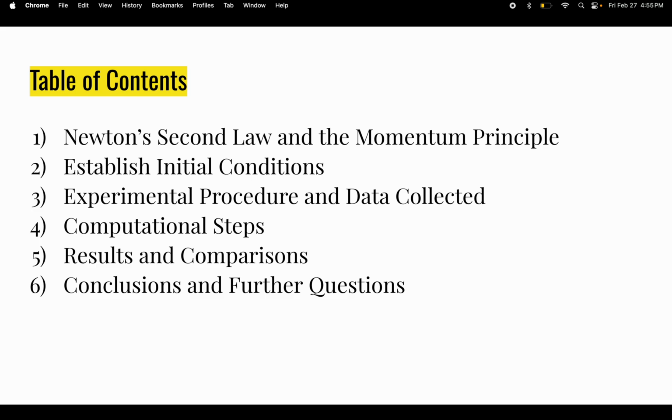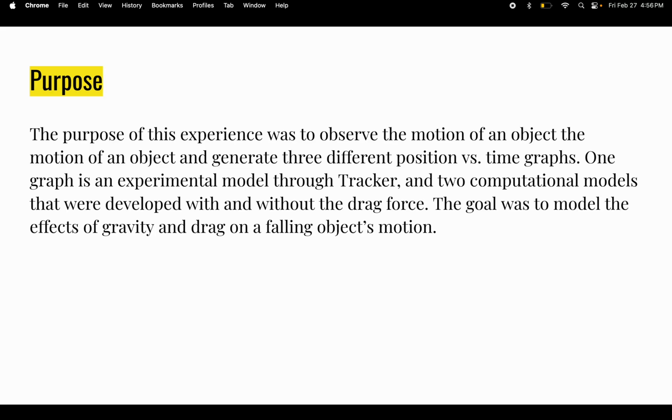We're going to establish the initial conditions. We're going to go over the experimental procedure and how the data was collected. We're going to go over computational steps, and results and comparisons, and conclusions and further questions.